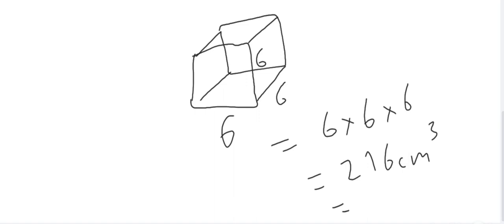So over here, I'll assume I have a cube over there. So a cube is supposed to be equal in all sides and all vertices. So it's 6 over here, 6 over there, and 6 over there. So I'll just multiply 6 into 6 into 6, and I'll get 216 centimeter cube if the unit is centimeters. If it's not, I can just write 216 unit cube if the value is not given.